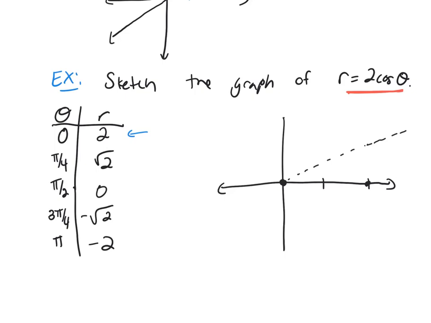And then at 3 pi over 4, my radius is negative, so I have to push through the origin, go into the 4th quadrant, and the distance out is square root of 2. There we go. And then at pi, which is the negative x-axis, I push through and go back to where I started. So if I connect all of these together, what will my graph look like?